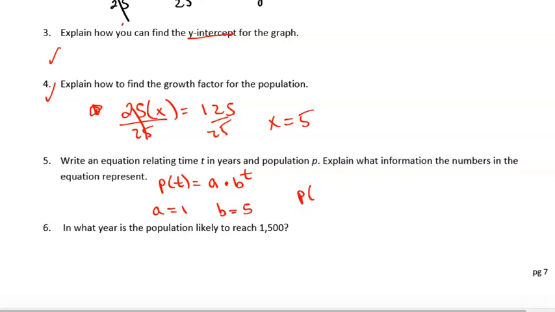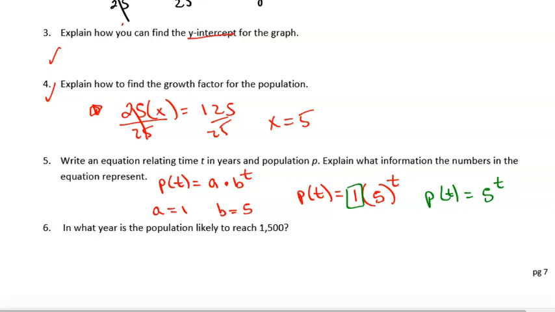So P of t is equal to 1 times 5 to the t power. All right, so P of t equals 1 times 5 to the t power. Now I keep writing this 1 here, but at some point, if you just wanted to write P of t equals 5 to the t power, that's fine too. Multiplying by 1 is not going to change anything in the equation, so either form is acceptable.